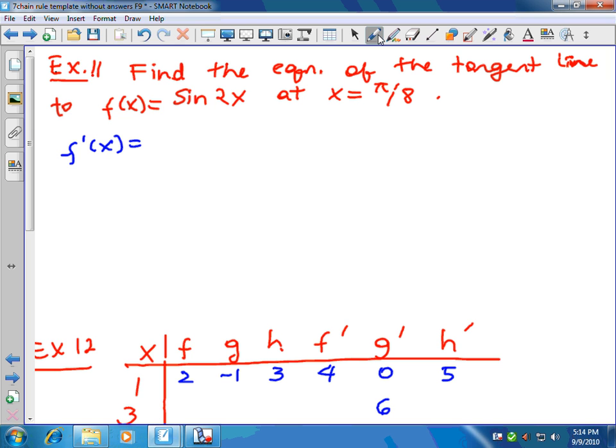Okay, what is the derivative of sine of 2x? So you do have an outside function which is sine, and an inside function which is 2x. First differentiate the outside function, leaving the inside the same, and you multiply everything by the derivative of the inside, right, which is 2. And we want the slope at pi over 8, so let's plug in pi over 8 for x.